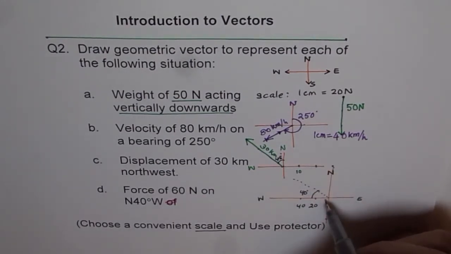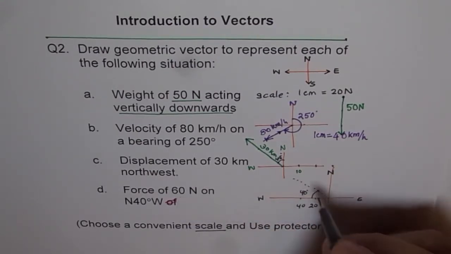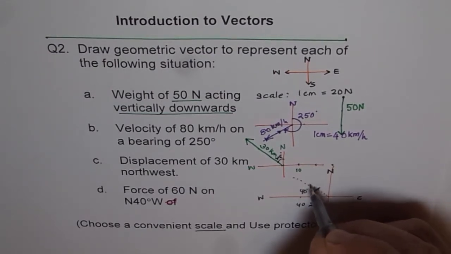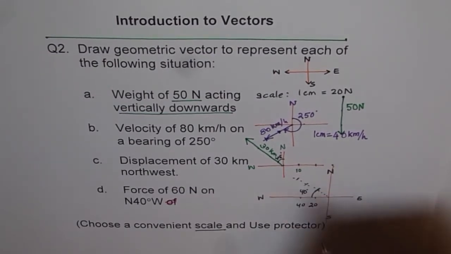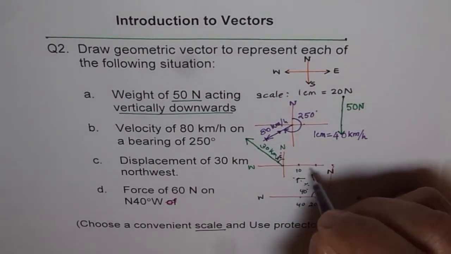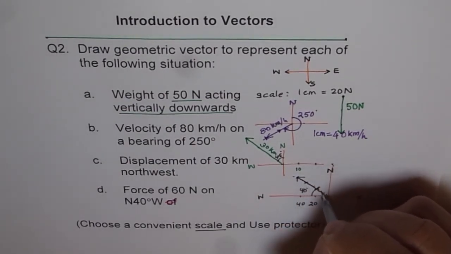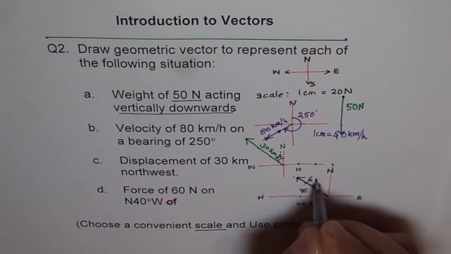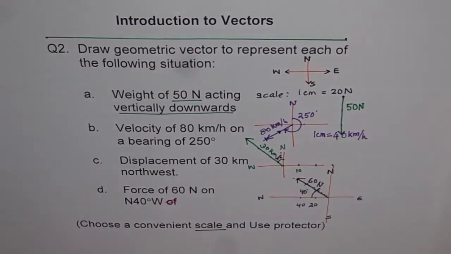Now put your scale and each centimeter is 20 units. So we got to go 3 centimeters. Let's say this is 1 centimeter, 2 centimeters, 3 centimeters. So draw an arrowhead here and join your line. And then write down 60 newtons. So that becomes a force of 60 newtons on north 40 degrees from west. So that is how you are going to represent vectors as geometric vectors, correct?